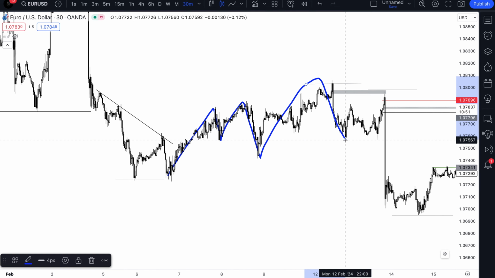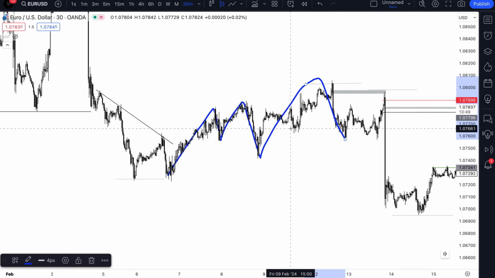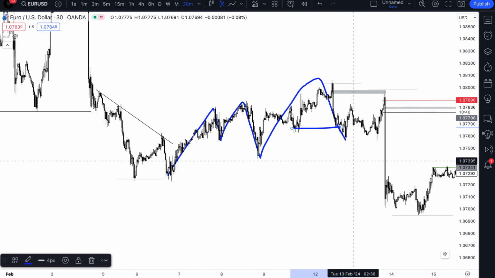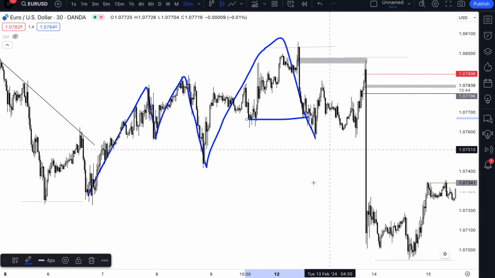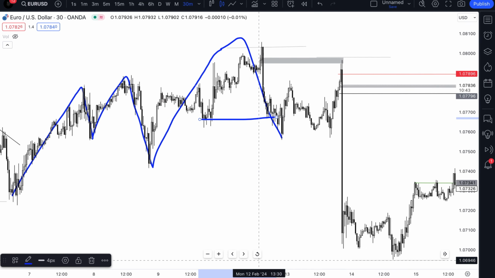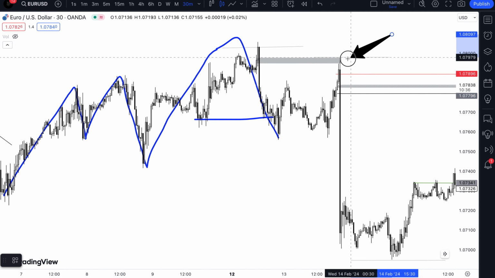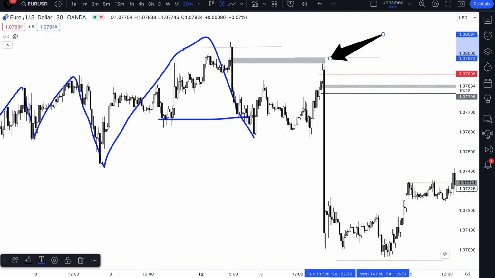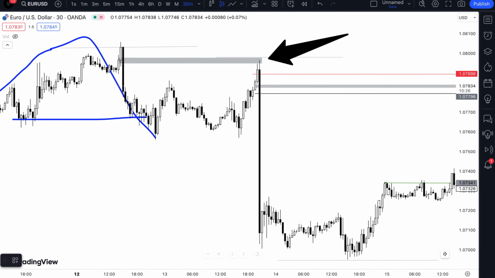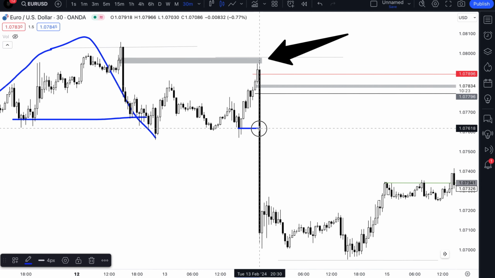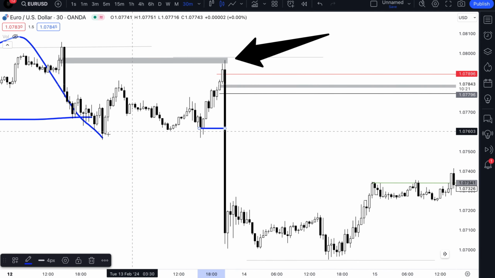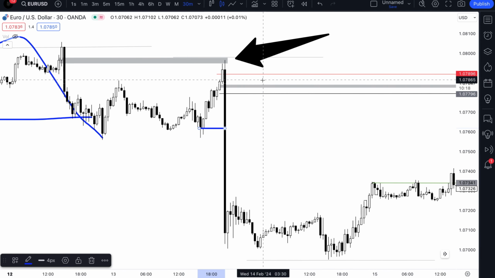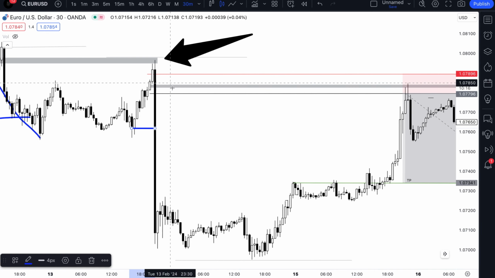And when it went straight down, what did it do? It broke that first piece of structure here. So we had a BOS, a break of structure, right there. After that, we had a little supply zone or order block that it tapped into, and then it came down and broke structure again. It broke structure again right here, and when it did, it left another gap vulnerable.